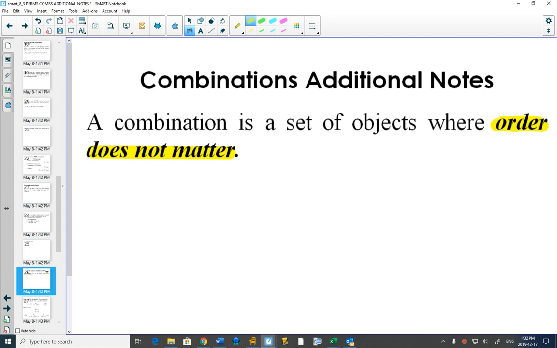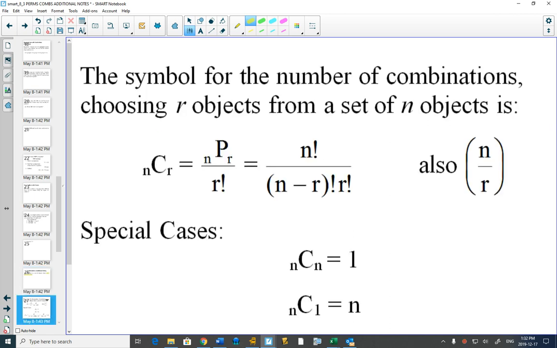And then there's going to be some that do both in the same question. We've already learnt the symbol. This is the one that we use for combinations most often, the nCr. You'll also see some textbooks that have the n over r in brackets.